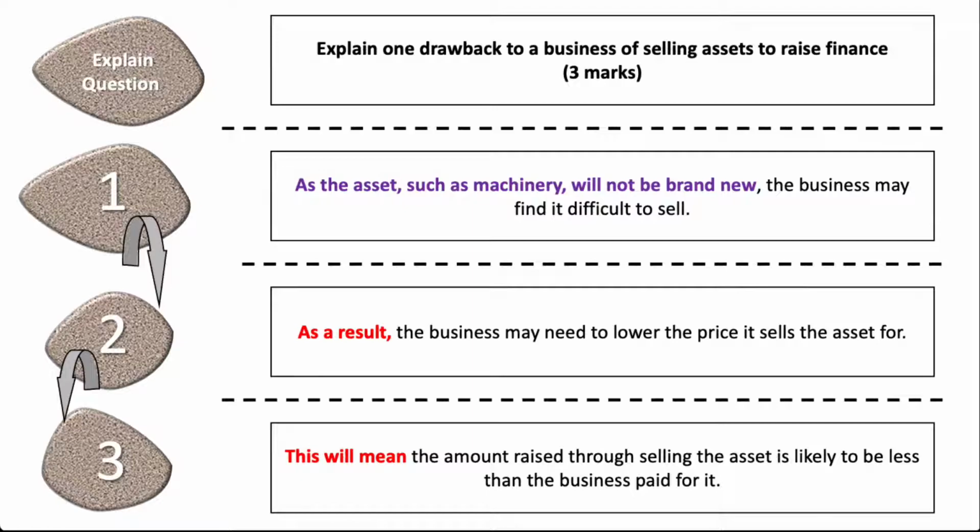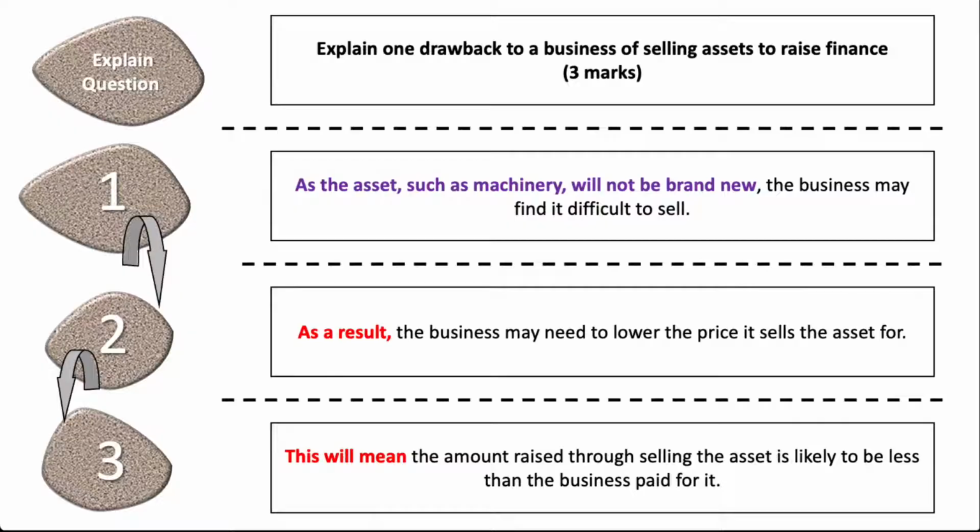Remember, these explain questions all come in section A, so there's no need for any context. There is no context anyway. So the asset may not be brand new, so the business may find it difficult to sell. As a result, they may need to lower the price they sell it for. This will mean the amount raised through selling the asset is likely to be less than the business paid for it.